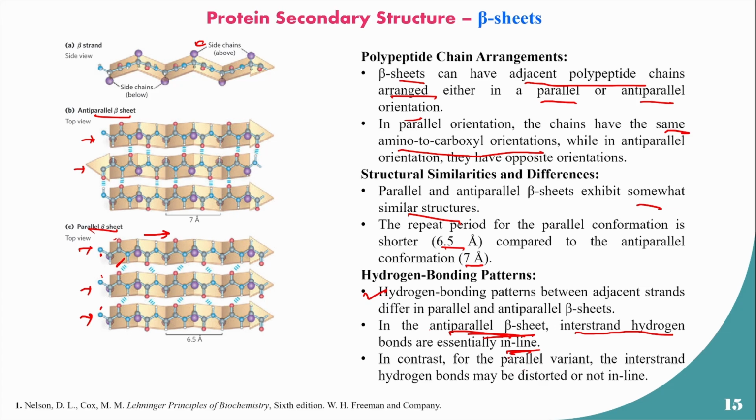And in contrast, of course, in the parallel variant, the hydrogen bonds may be distorted or not in line. Here, because the exact same atoms are present just one below another, the hydrogen bond forming atoms, which will be nitrogen and oxygen, different atoms, will not be in line. So the bond forms at an angle like this, which gives rise to the parallel beta sheet formations, right?